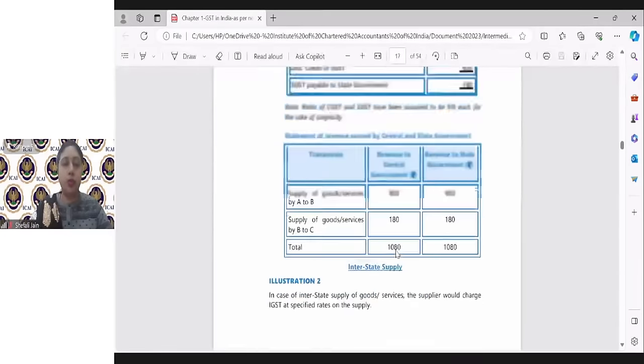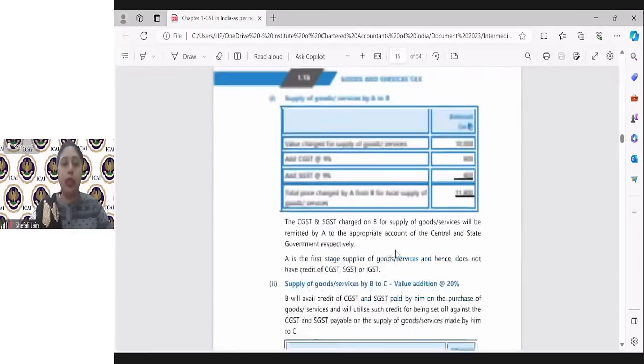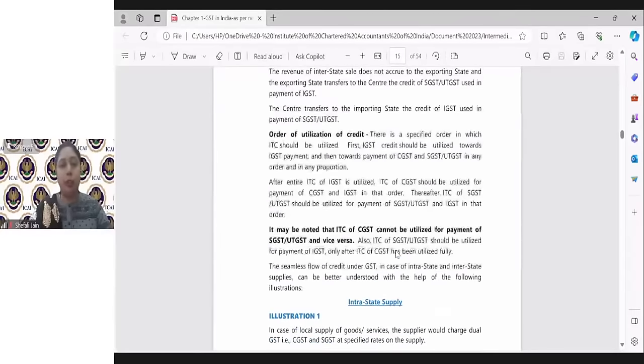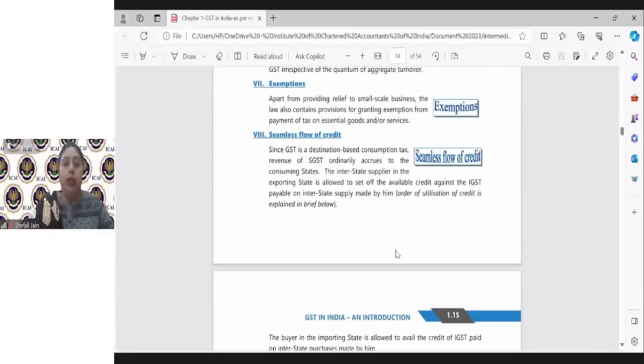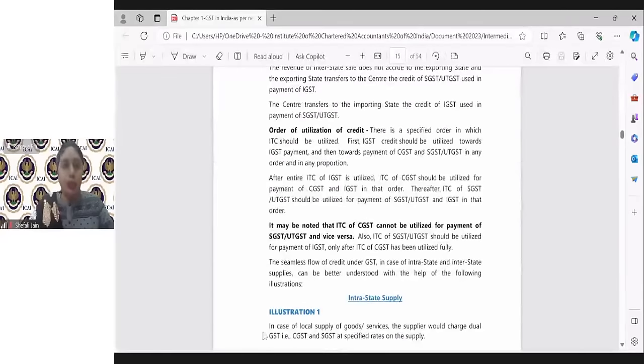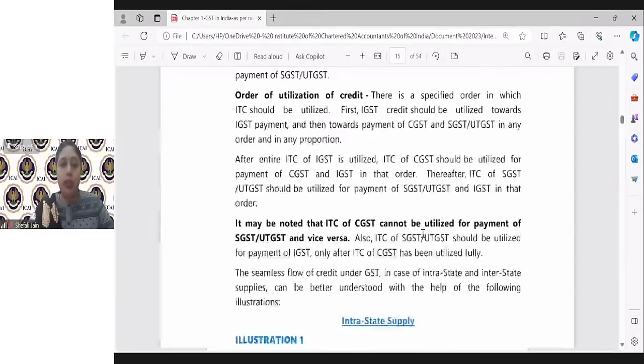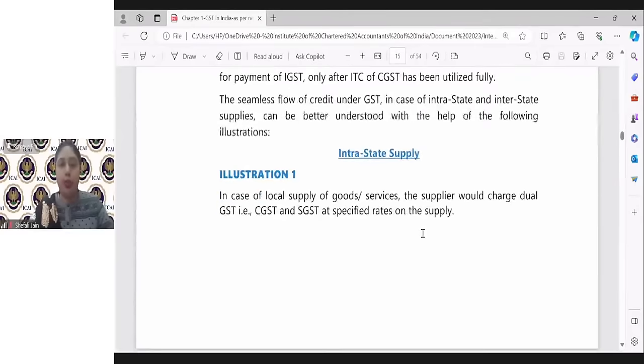These were the two illustrations I was talking about, which are there in the seamless flow of credit. This explains the concept of the seamless flow of credit. I will take you through this illustration and you will yourself understand the concept which I wish to explain. There are two illustrations. In the first illustration, there are two intrastate supplies. There are two transactions. One is by A to B and another is by B to C.